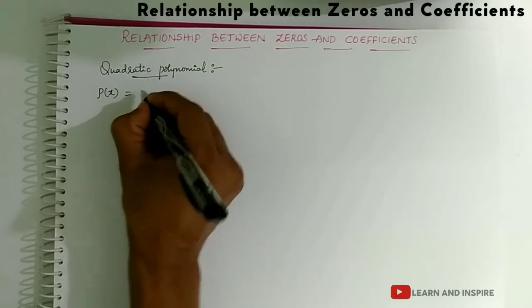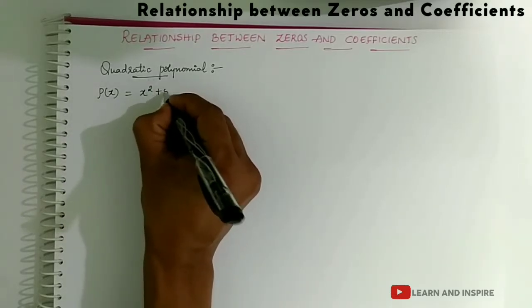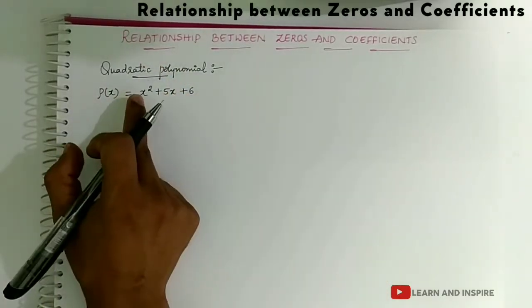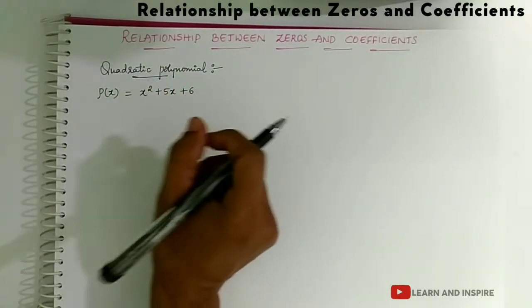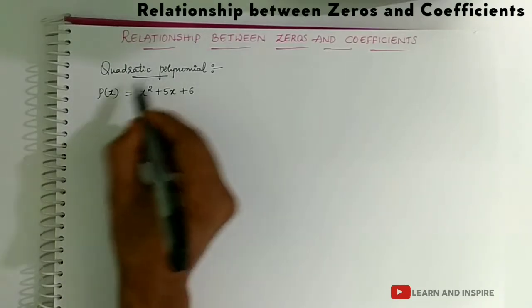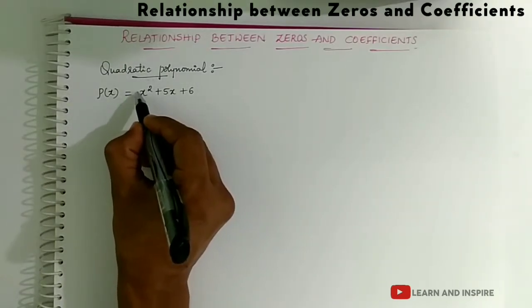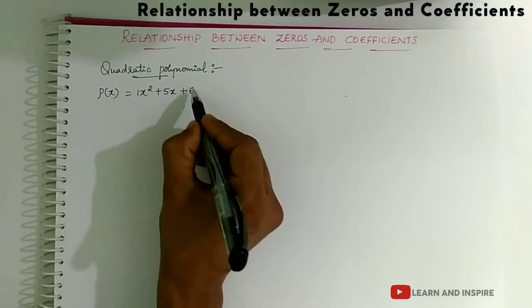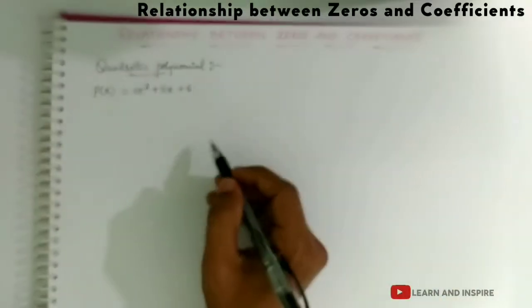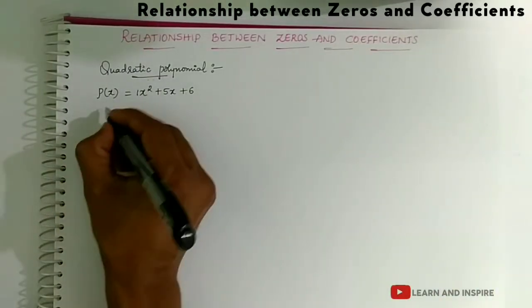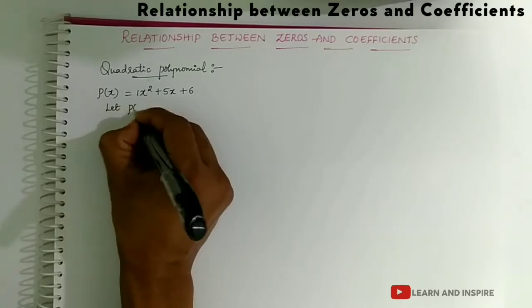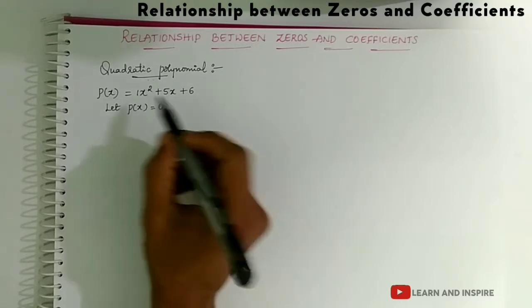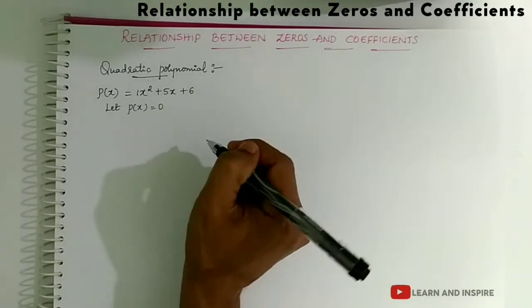Okay, p of x is equal to x square plus 5x plus 6. This is a polynomial of degree 2, so we call it a quadratic polynomial. In this polynomial, the coefficient of x square is 1, the coefficient of x is 5, and 6 is the constant term. Now let p of x be equal to 0. That means the polynomial is equal to 0. From this we can find the zeros of the polynomial.